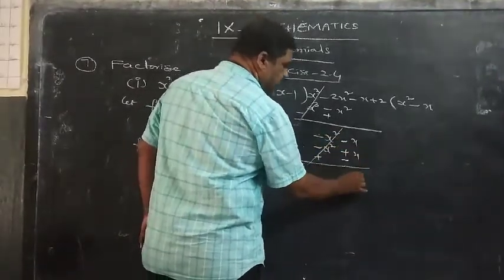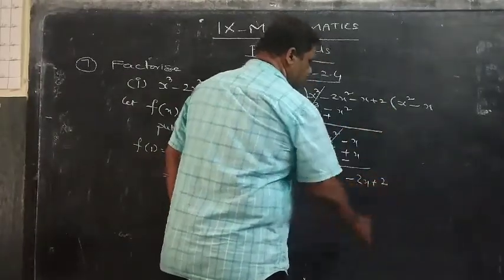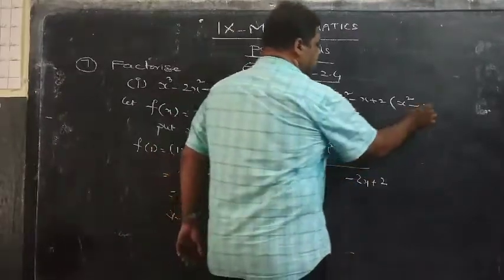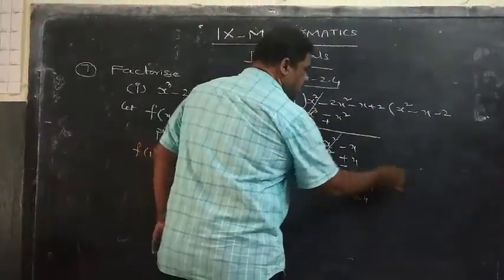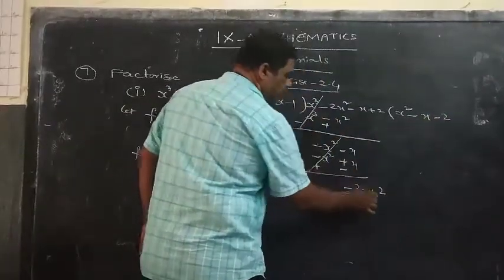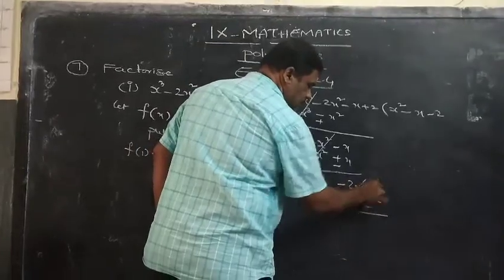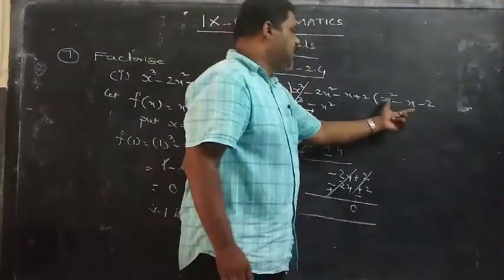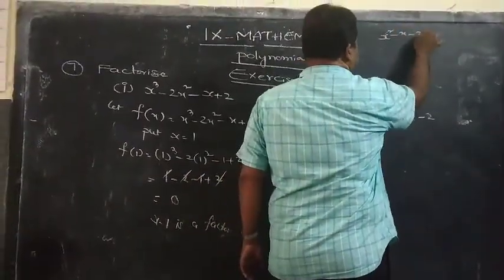Minus x minus x is minus 2x. Here the next term is plus 2. Now x into how much is equal to minus 2x? Minus 2. Minus 2 into x is minus 2x, minus 2 into minus 1 is plus 2. So here we got the quotient, that is x square minus x minus 2.